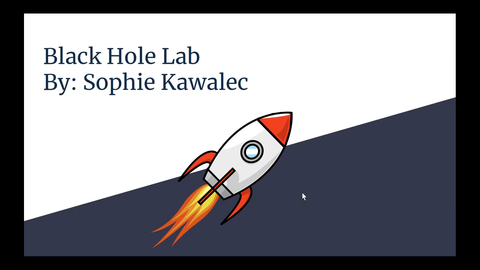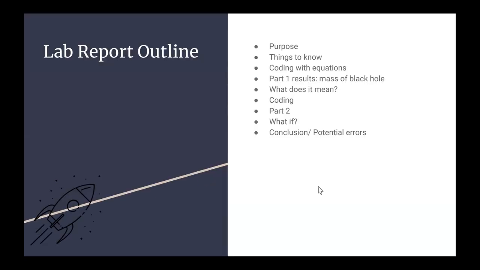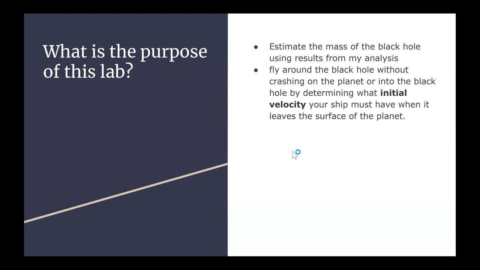I'm Sophie, and this is my black hole lab. So, to outline what I'll be doing, I'll go over the purpose of the lab, some physics terms to know beforehand, coding for part one, the results of that, answer the question of what does it mean, coding for part two, the what if question, and then any potential errors I have.